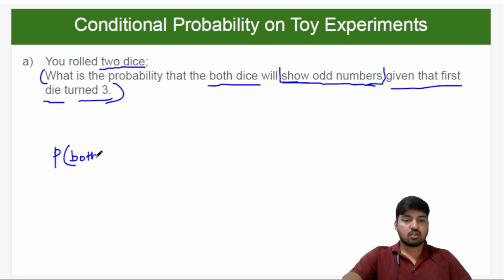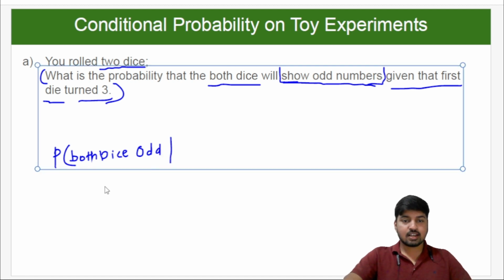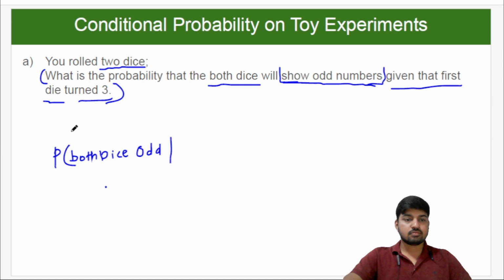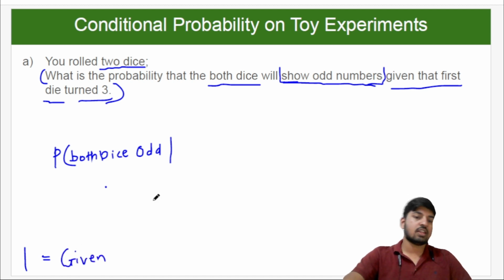both dice odd. This symbol I am writing is short for "given", so below I will write that this symbol says "given". In many textbooks you will see this is read as given. So: both dice are odd, given that the first dice turned a 3. What is the probability?